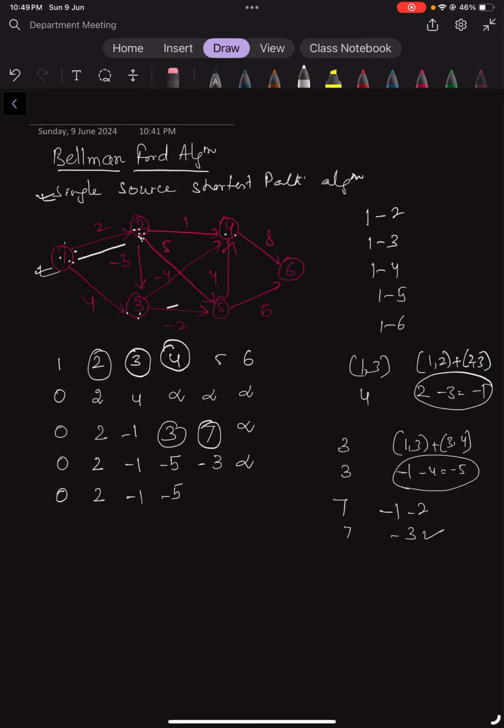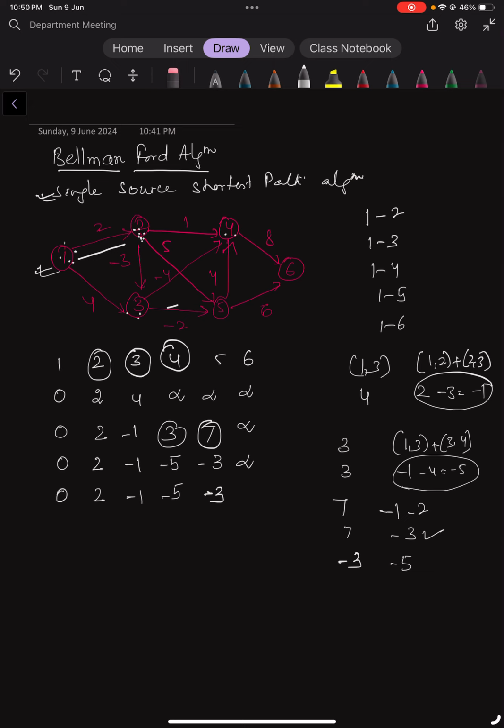Now 1 to 5 we have to consider. 1 to 5 we have seen that minus 3 was the minimum distance. Now after considering this fourth node, can we change this distance? 1 to 4 was minus 5, and now if we take from 4 to 5, there is no edge, so we cannot reach that. So that's why we are not changing the distance, only minus 3 we will be putting. And what about 6?